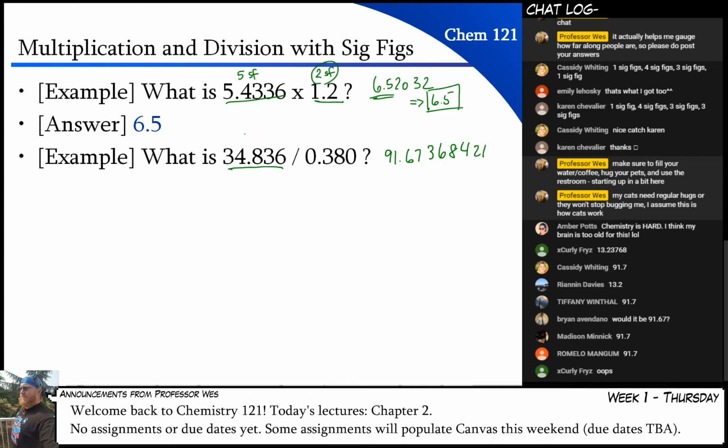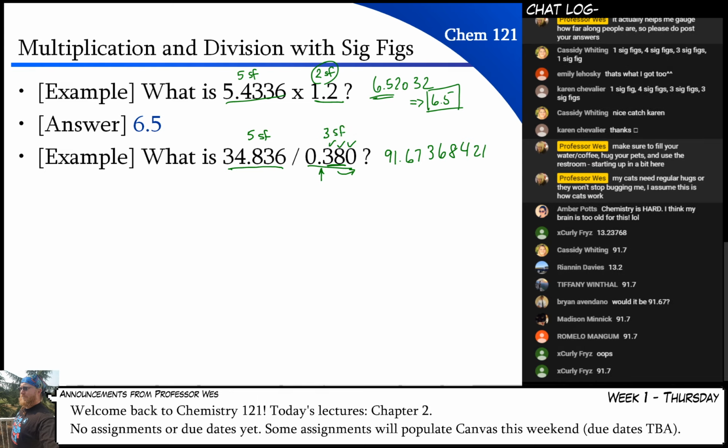How many are there in this number? There are 5. How many are in this number? Well, I have a decimal. These two count. Anything to the right counts. So I have 3. What's smaller, 5 or 3? The answer is 3, so I'm going to keep the first 3 that I've got and round appropriately. And you're all set. There you go, good job.